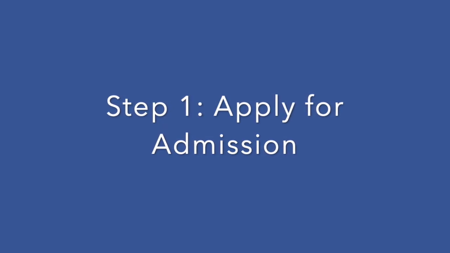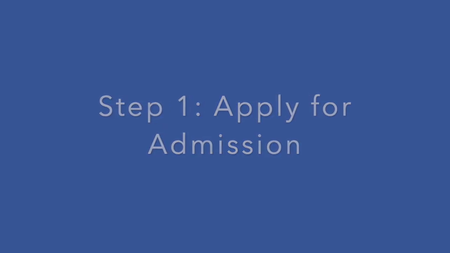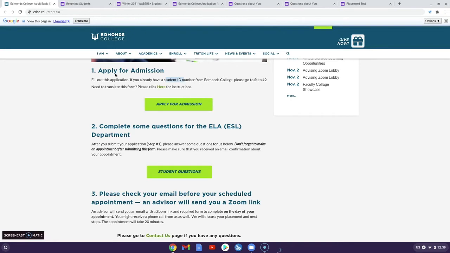The first is apply for admission. All you need to do is click on the green link and we will give you your college ID number. If you already have a student ID, you can skip and go down to step 2.